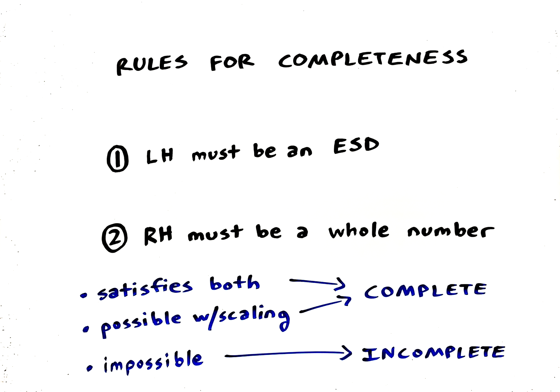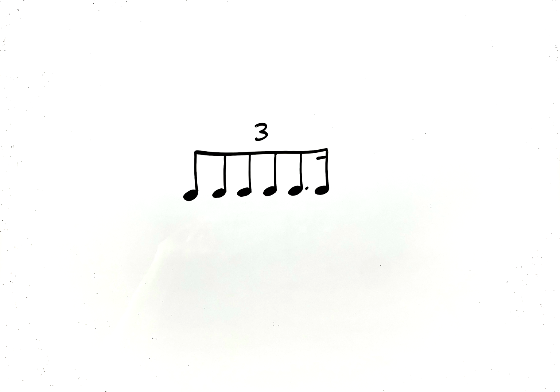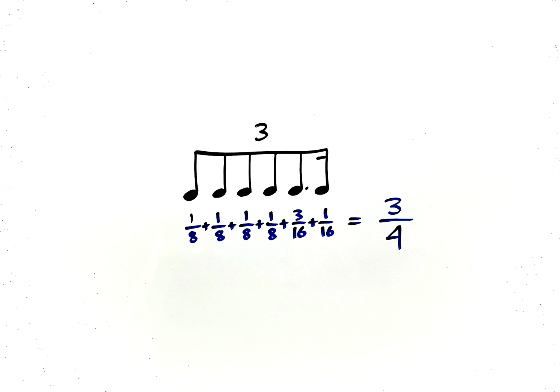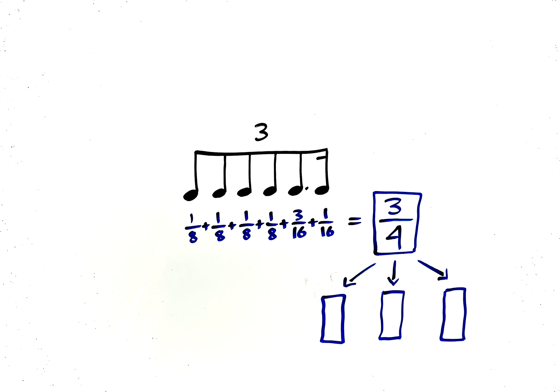For example, here we have 4 eighth notes, a dotted eighth note, and a 16th note, all under a 3 tuplet. If we add all of these notes up, we find that the content is 3/4. 3/4 can be divided into 3 equal parts. If we do this, each part has a length of 1/4, and a 1/4 note can be notated without using tuplets. Therefore, the content has an ESD of 3.